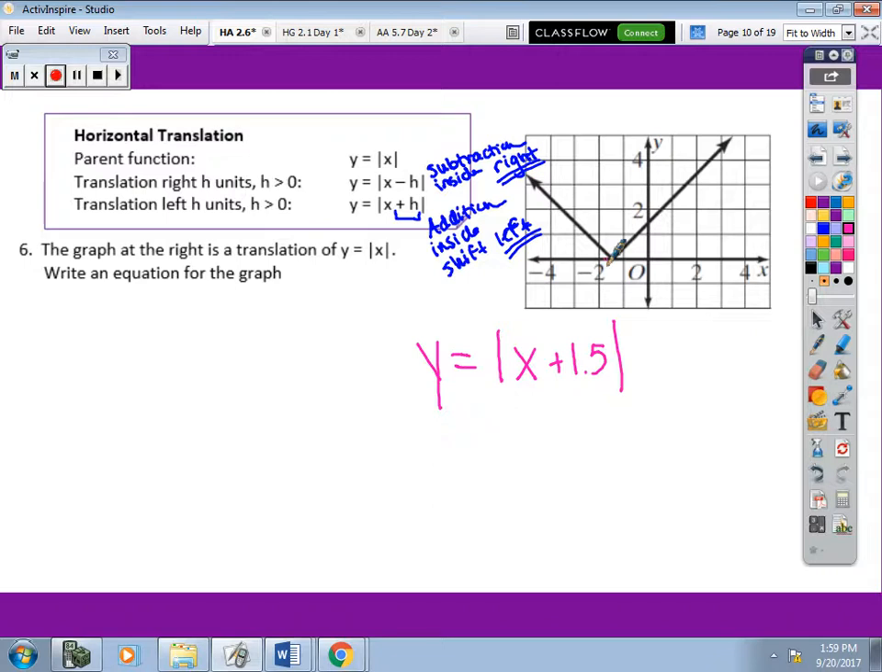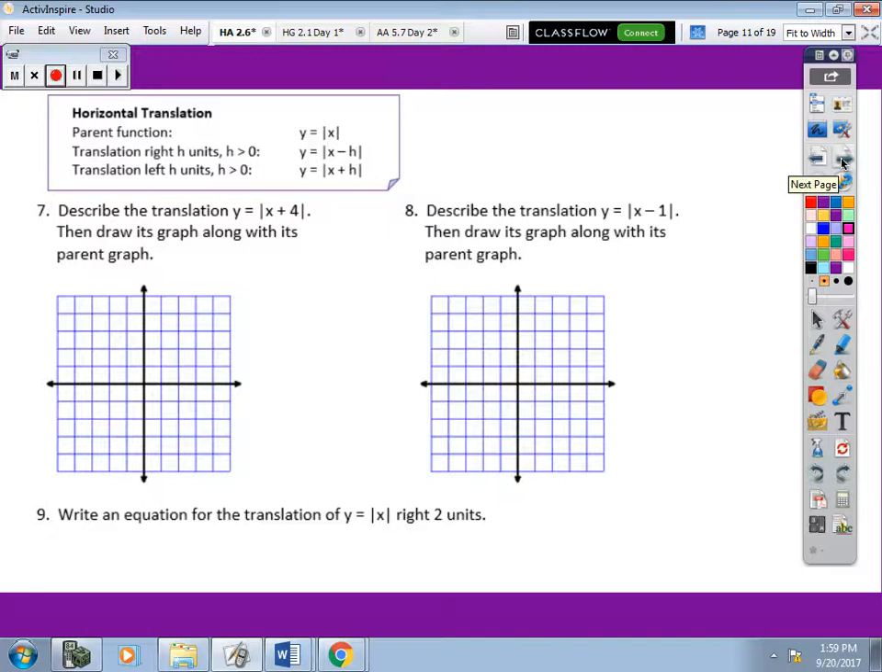Okay, now we will mix and match these. So we might end up shifting it left 3 units and up 2 units. And then we're also going to look at examining the stretch and shrink in the next few. So, see if you guys can go ahead and do 7, 8, and 9. Again, just ignore the parent function. You can just graph the regular line. Okay, so see if you can describe the translation and graph it.